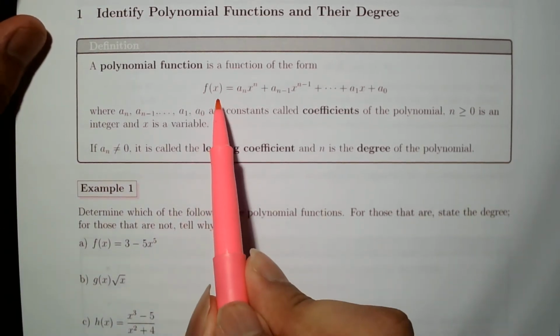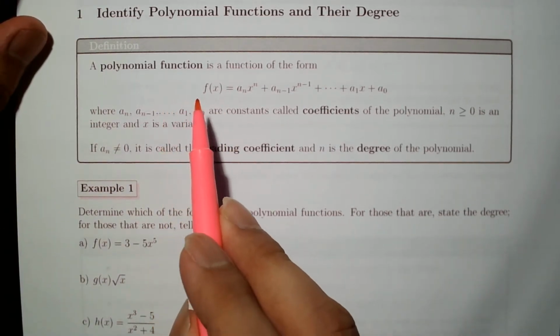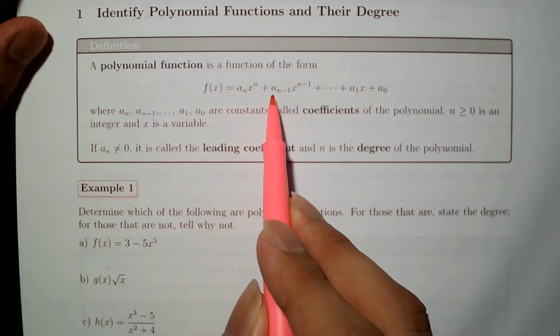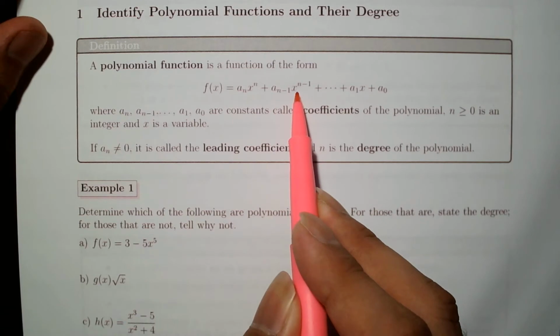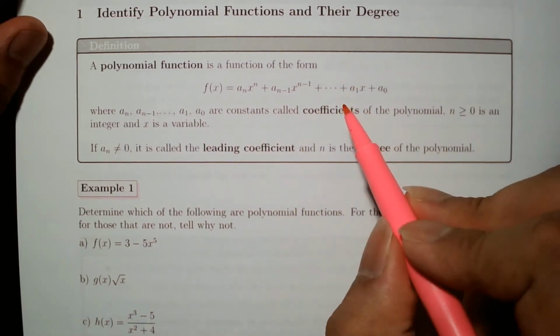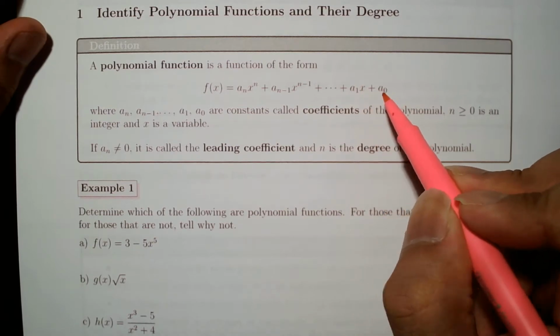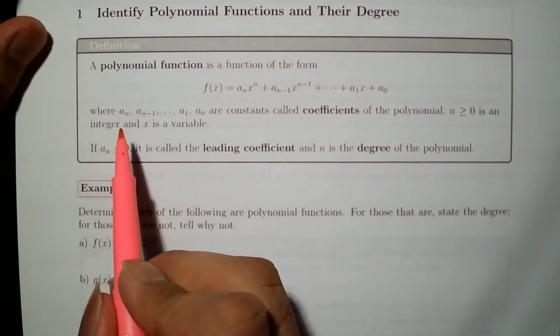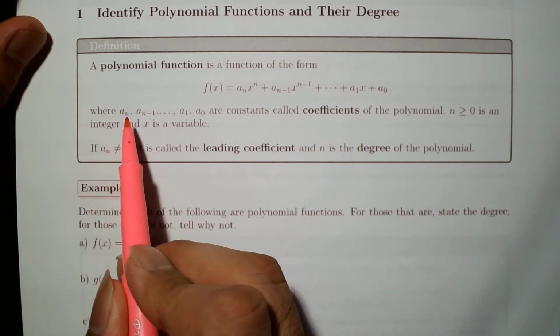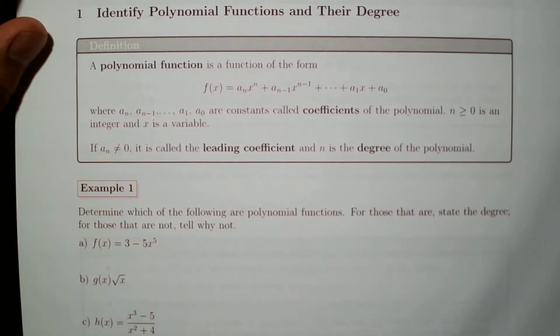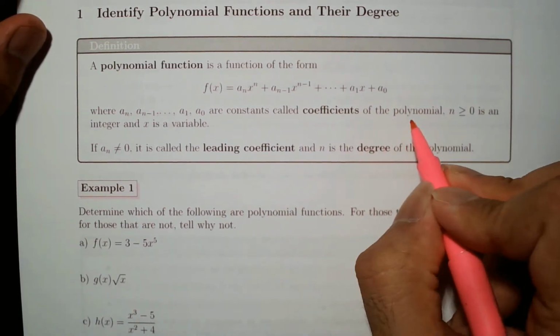So the general form of a polynomial function is as follows: f of x equals a sub n x to the n, plus a sub n minus 1 times x to the n minus 1, dot dot dot, many terms, and then a sub 1 x plus a sub 0, where these a's with subindex n, n minus 1, 1, 0, etc. are the coefficients. They are real numbers, constants, and they're the coefficients of the polynomial.